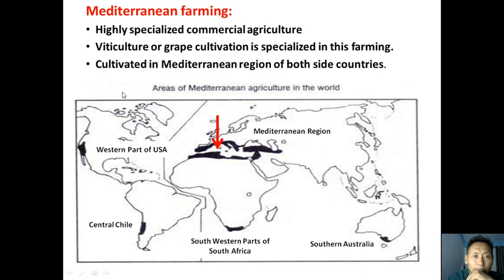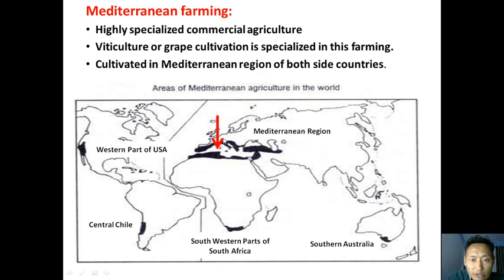So Mediterranean farming: when the cultivation of grapes or citrus fruits is carried out around the Mediterranean regions of the world, then it is called Mediterranean farming. It is highly specialized commercial agriculture. Mainly they are cultivating grapes, specialized in what is called viticulture, highly specialized in grape cultivation, mainly for commercial purposes to earn more and more profit. This type of cultivation is done around the Mediterranean region.